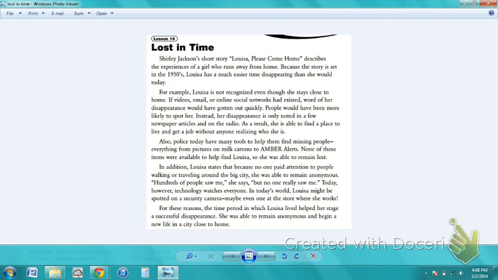Now let's look at our second example, Lost in Time. In this example, the conclusion is more like a short paragraph that has two complete sentences. So let's take a look. For these reasons, the time period in which Louisa lived helped her stage a successful disappearance. She was able to remain anonymous and begin a new life in a city close to home. Now let's read the introduction to see if the thesis statement is restated in the conclusion. So here's the introduction. Shirley Jackson's short story, Louisa, Please Come Home, describes the experiences of a girl who runs away from home.